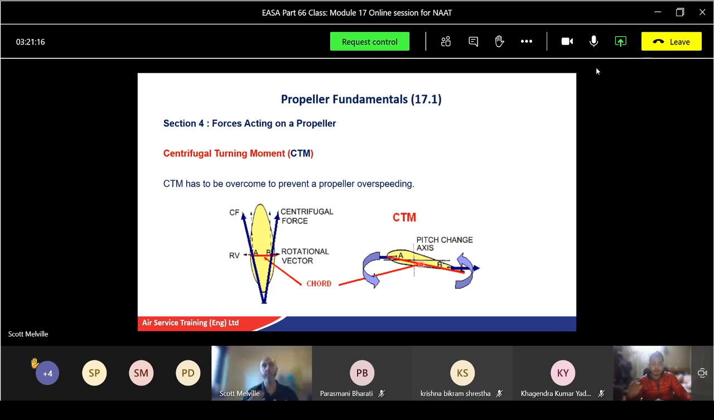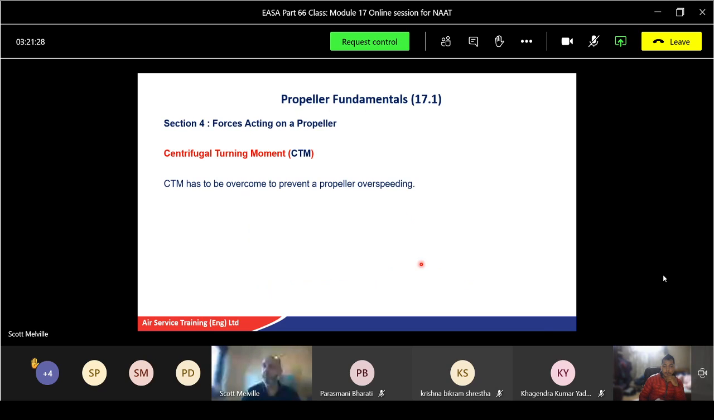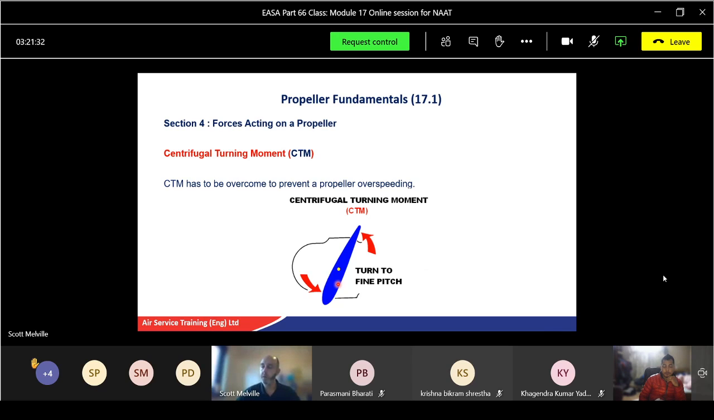Can you imagine if the centrifugal turning moment spins the propeller to a fine position? Well, what's going to happen to the speed? There's less resistance in the air, so the propeller is going to try and go faster. So we need to try and prevent that from happening. So there's your heavy part here. That centrifugal force is going to try and turn it to a fine position, so we need to control that.